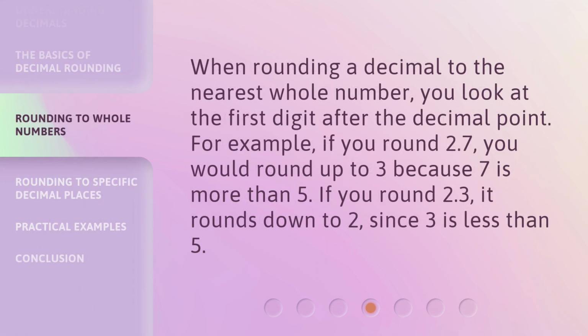When rounding a decimal to the nearest whole number, you look at the first digit after the decimal point. For example, if you round 2.7, you would round up to 3 because 7 is more than 5. If you round 2.3, it rounds down to 2, since 3 is less than 5.